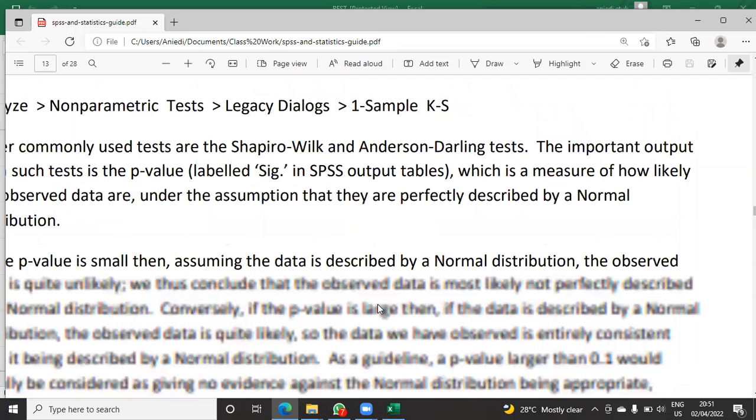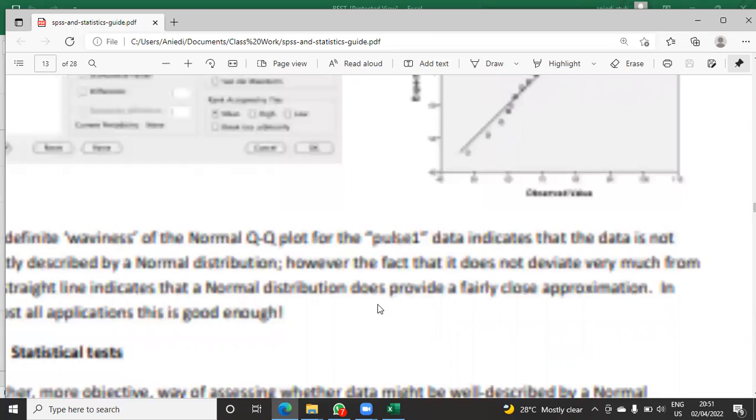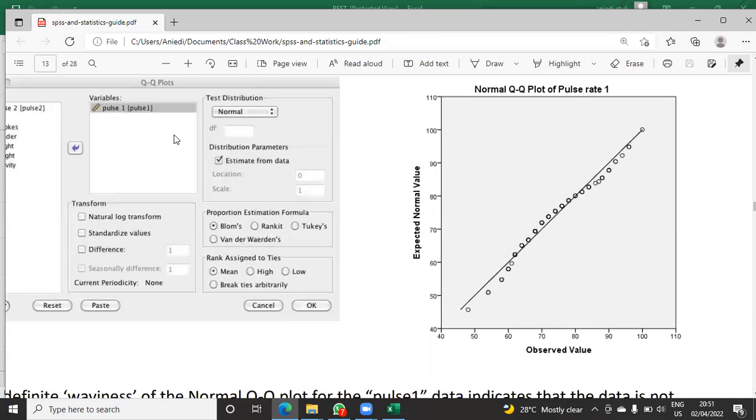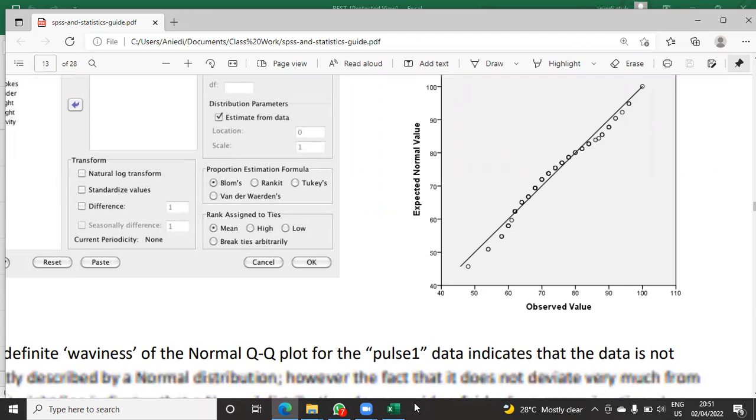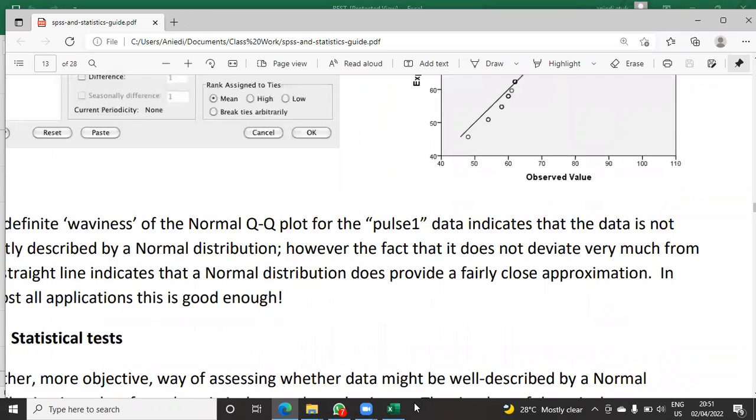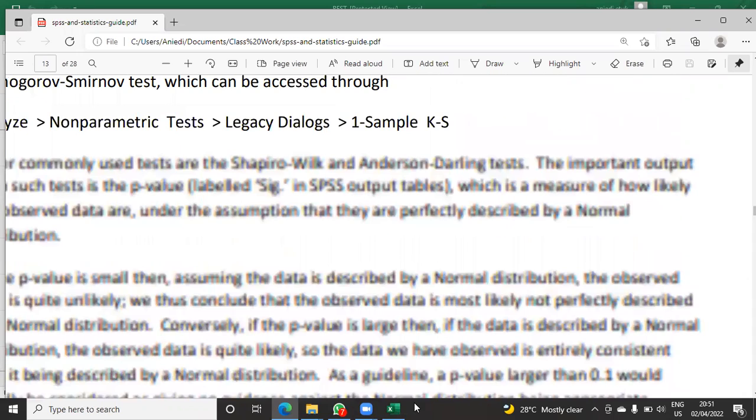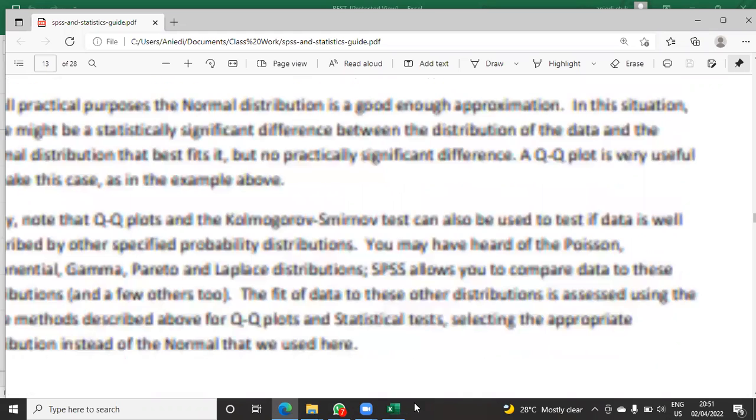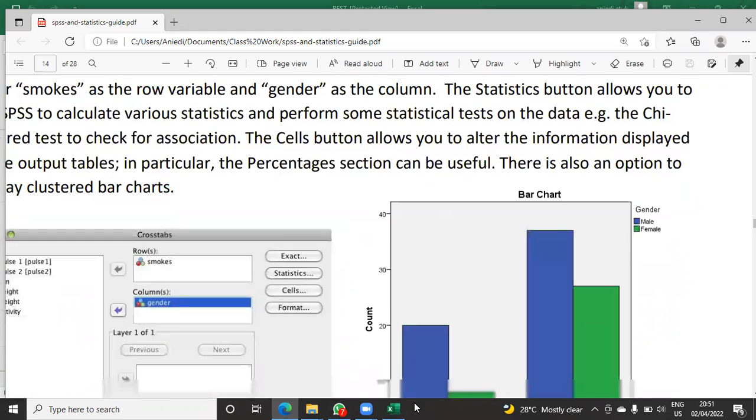Okay. So there is this analysis here. They are showing us how to use SPSS to find a QQ plot of a particular data set, a variable of a particular data set. So this is the pulse, and this is the shape of it. Let's look at another analysis they did here. Like this is the gender now.